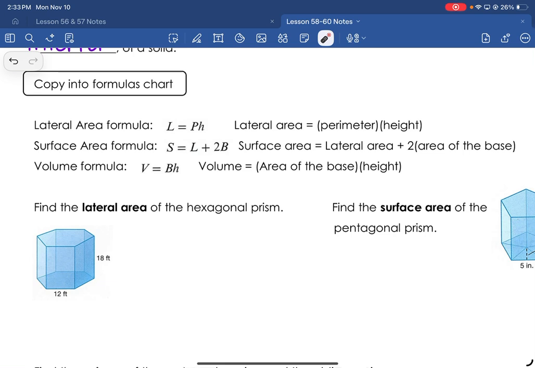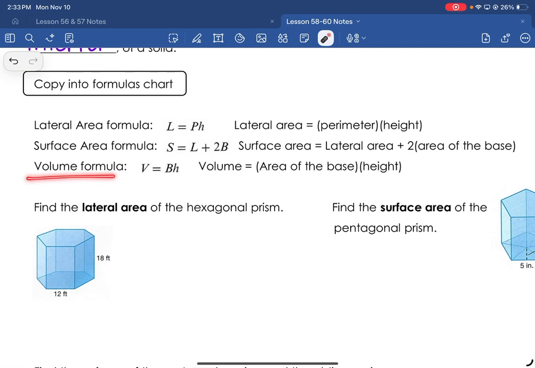So big B is area of the base. Little b is just base. You know how for area of a triangle, it's base times height? That's why it's little b, little h. But big B is area of the base. Logan's shaking his head. Okay.